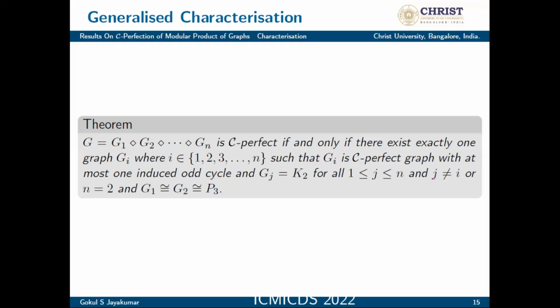G equals G1 modular product, etc., Gn is C perfect if and only if there exists exactly one graph Gi, where i belongs to 1 to n, such that Gi is a C perfect graph with at most one induced cycle, and Gj is isomorphic to K2 for all the other j, where j is not equal to i, or n equals 2 and G1 modular product G2, where G1 is isomorphic to G2 and it is isomorphic to P3.